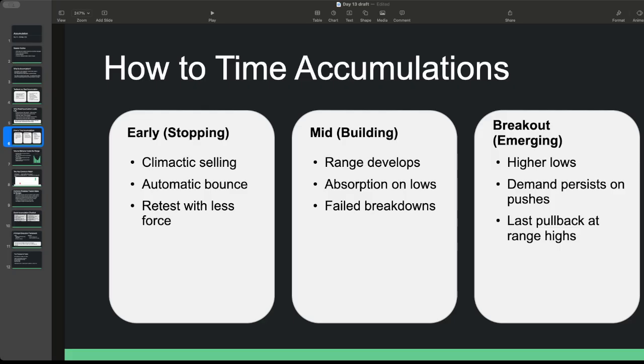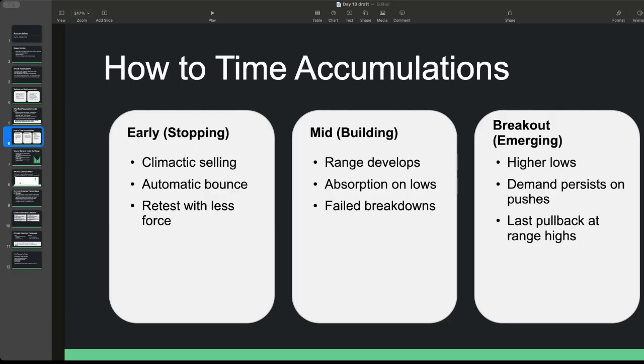Did I make sense there? There might have been a bit of a tongue twister. Does that make sense? Okay, perfect.